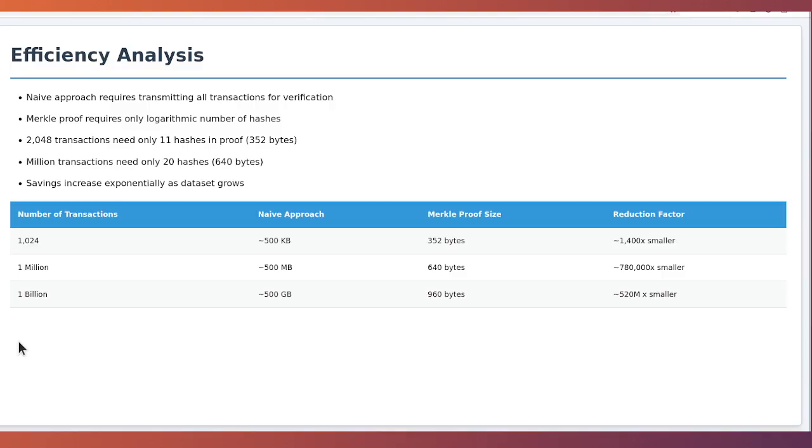Verifying a Merkle proof requires performing only a logarithmic number of hash operations. Hash functions are fast. Modern processors can compute millions of SHA-256 hashes per second. So even resource-constrained devices like smartphones can verify Merkle proofs in milliseconds.